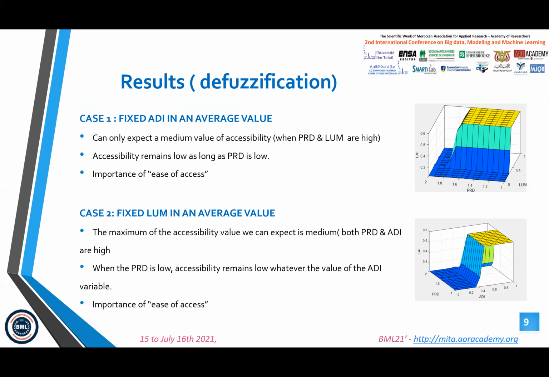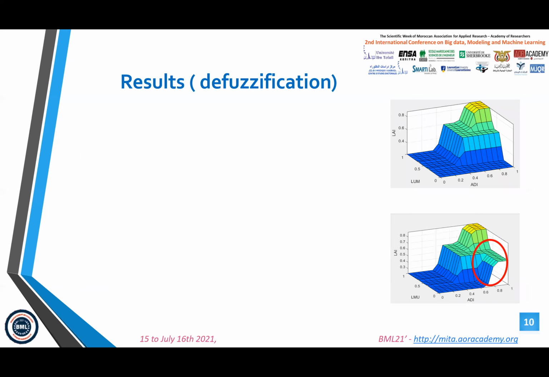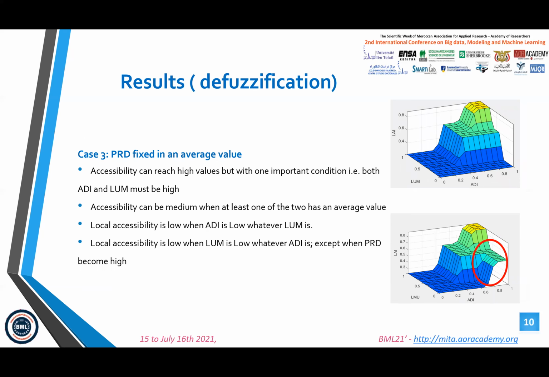From case 1 and case 2, we conclude that land use mix has the same impact on local accessibility as the density of activity. Case 3, we fix PRD at an average value. As we can see in the figure, in contrast to the 2 previous cases, the most important remark is that accessibility can reach high values, but with one important condition. Both ADI and LUM must be high.